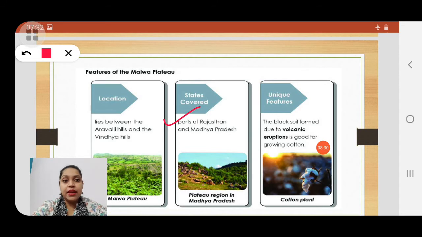Then the black soil, number 3. The black soil formed due to volcanic eruptions is good for growing cotton. As I already told you, the Central Highlands was formed due to volcanic activity, and so the lava which came out mixed with the soil, and the soil became black in color. This soil is very good for growing cotton. Where do you find this soil? It is in the Malwa Plateau, the black soil, which is good for cotton cultivation.